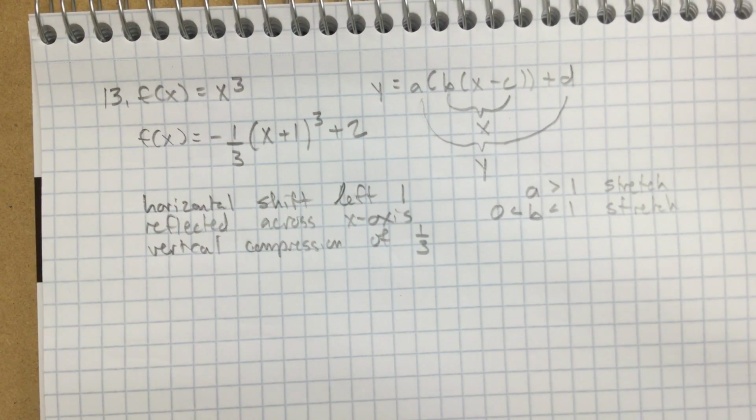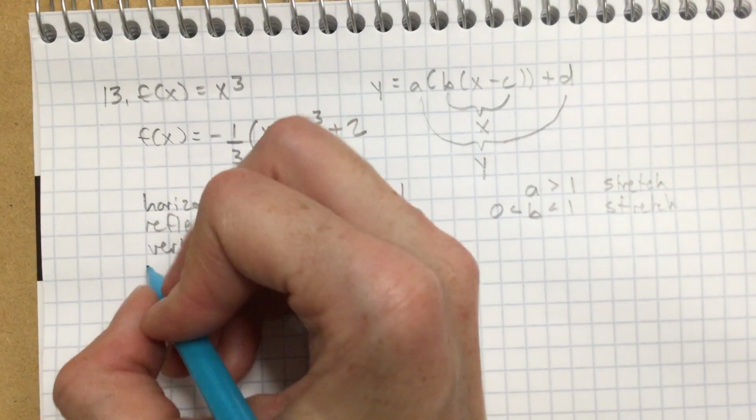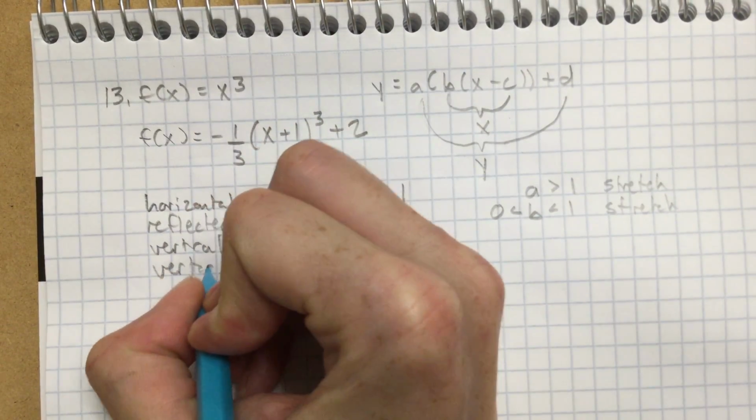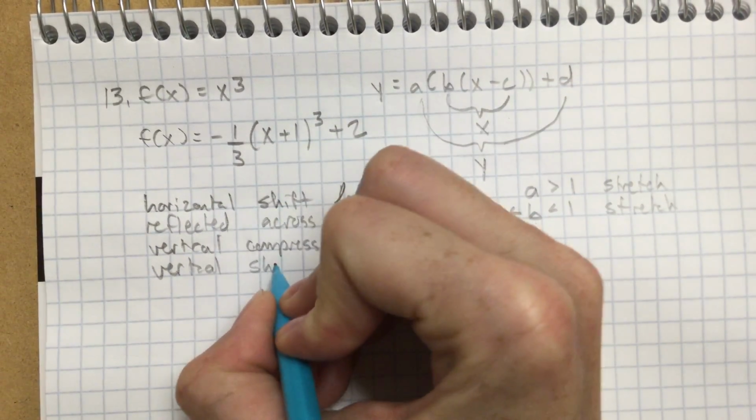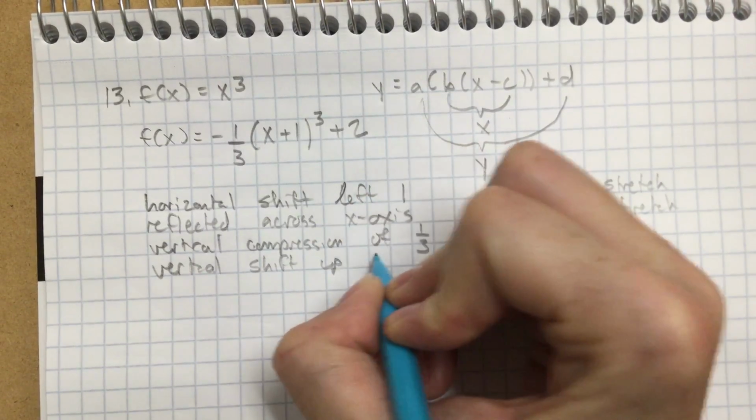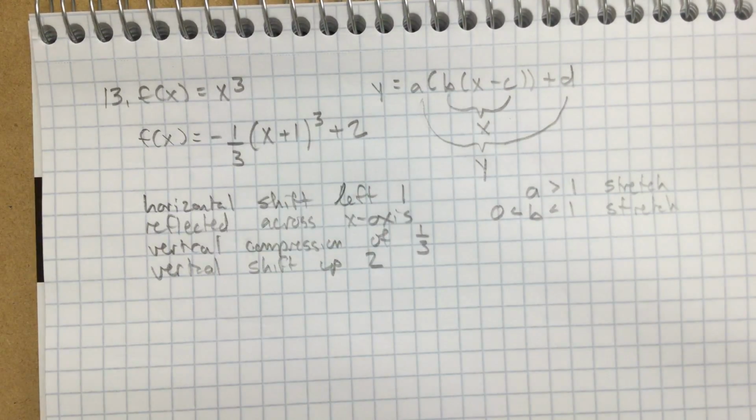Okay. The last thing that happens is you have a vertical shift up 2. So those are all the transformations that happen to that graph.